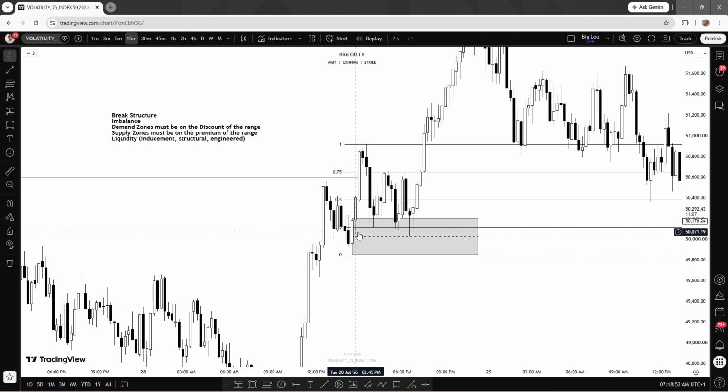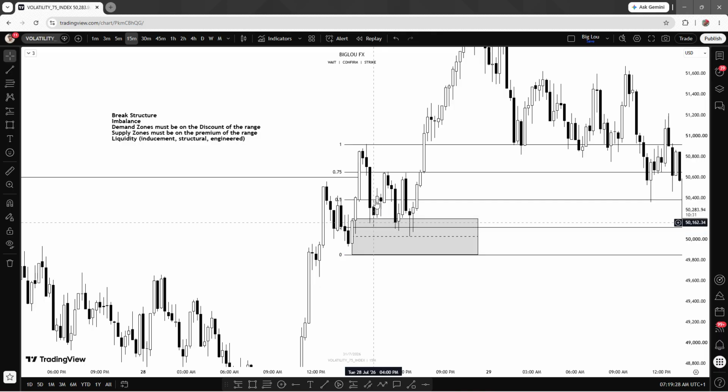In fact, this one is at the extreme discount, because this is extreme discount, this is premium, and this is extreme premium. That is why I divided my Fibonacci into four quarters. At the topmost quarter, we have the extreme premium. The next one is premium. At the bottom quarter, we have the discount. At the bottommost quarter, we have the extreme discount. So demand zones must be on discount, below 0.5. Anything from here down is discount, and I prefer it when it's on extreme discount, which is what this zone did. It got deep into the extreme discount.